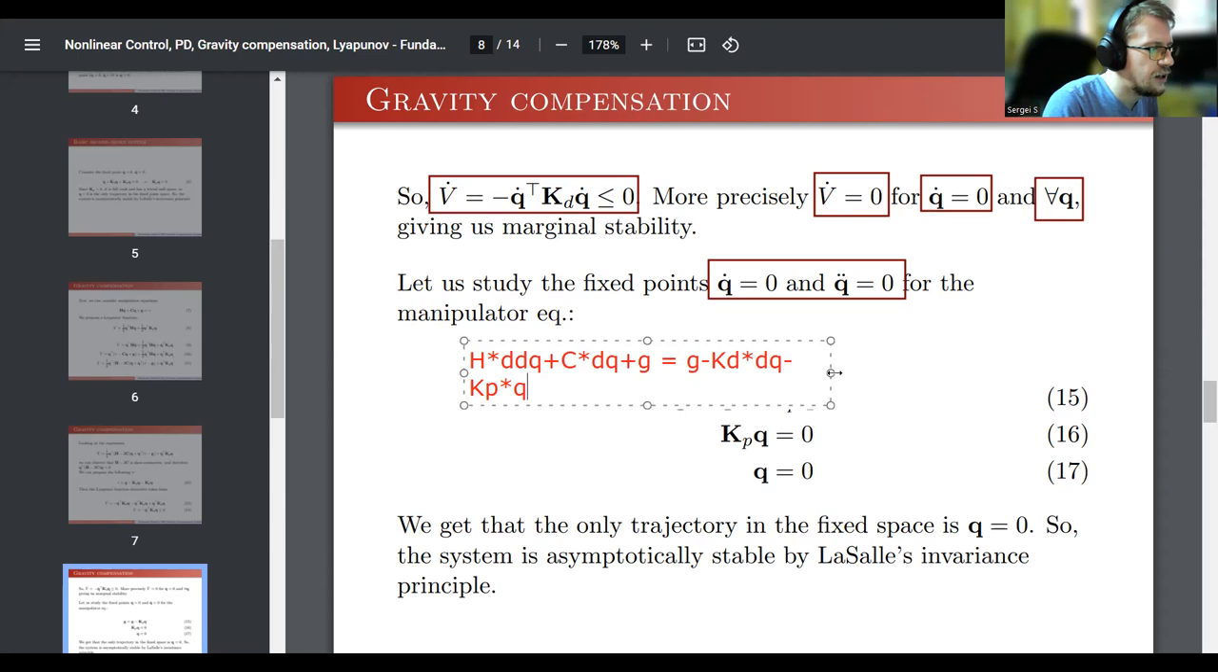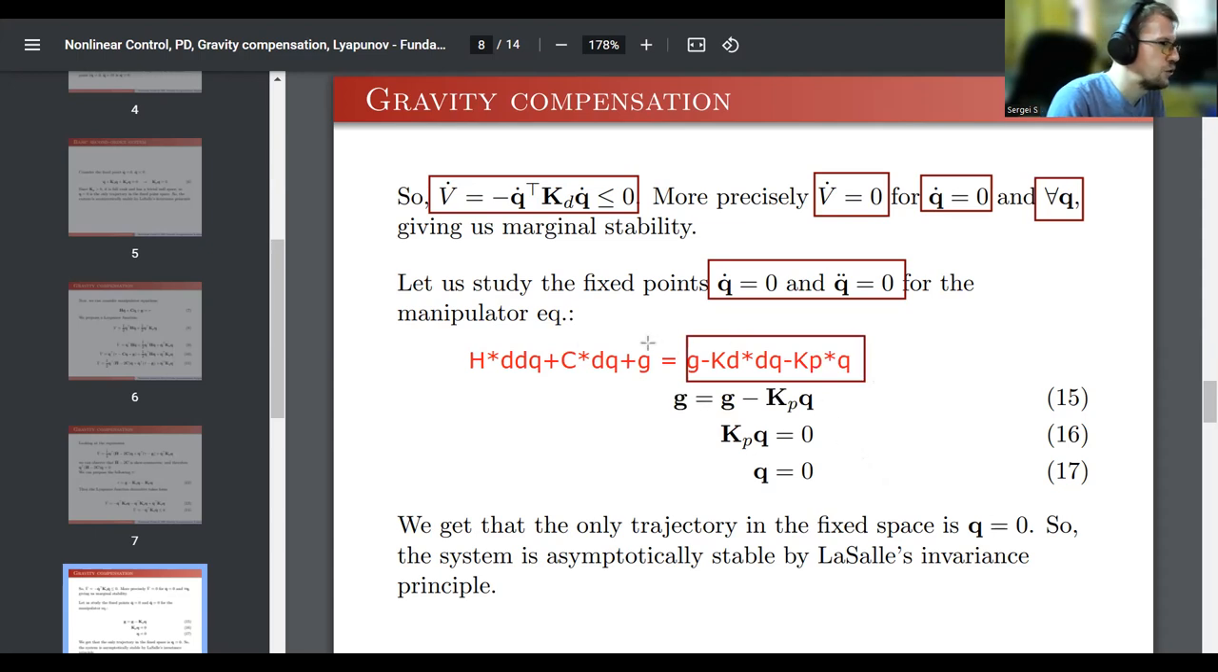Okay. The right hand side here has to do with what we chose as a control. The left hand side is our dynamics. So some components will go away because of the fixed points. This component goes away because q double dot is zero. This component goes away because q dot is zero. This component goes away because q dot is zero. So what we have is this expression downstairs.